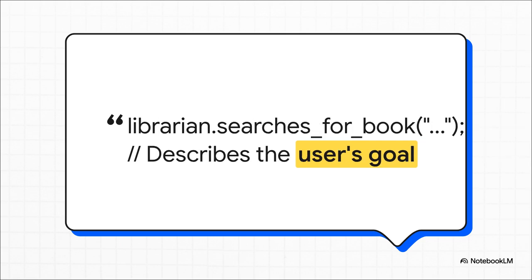Now, look at this, and get this. This is the exact same test, but now it's written from a behavioral point of view. A librarian searches for a book. They assert the book is in the results. See? Anyone can understand that. A project manager, a designer, your boss, anyone. It describes the what, not the how.